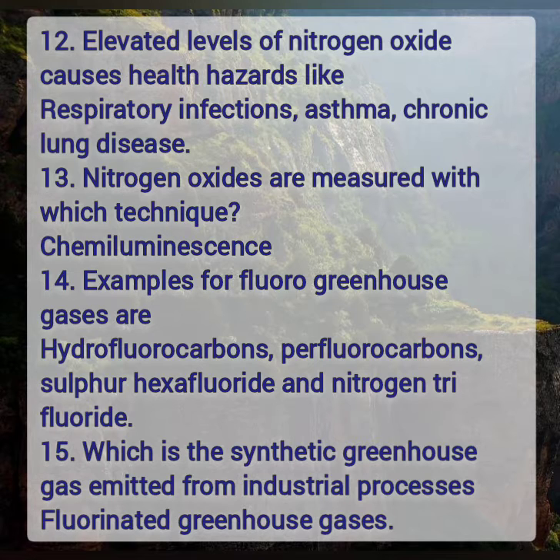Examples of fluorinated greenhouse gases are hydrofluorocarbons, perfluorocarbons, sulphur hexafluoride, and nitrogen trifluoride. Which is the synthetic greenhouse gas emitted from industrial processes? Fluorinated greenhouse gases like hydrofluorocarbons, perfluorocarbons, sulphur hexafluoride, and nitrogen trifluoride.